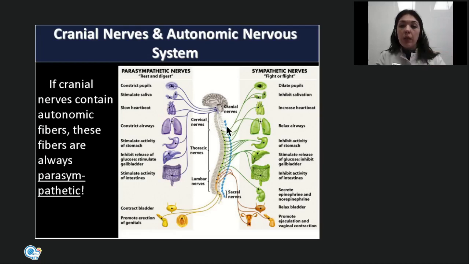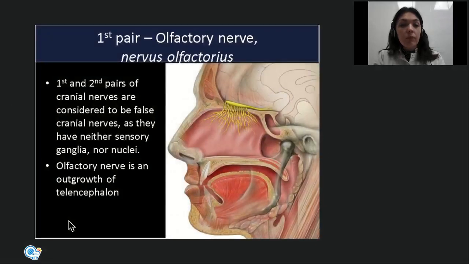So here in the brainstem, all the autonomic nuclei are parasympathetic. So if cranial nerves contain autonomic fibers, these fibers are always parasympathetic. You have to memorize it. So let's start from the very beginning.